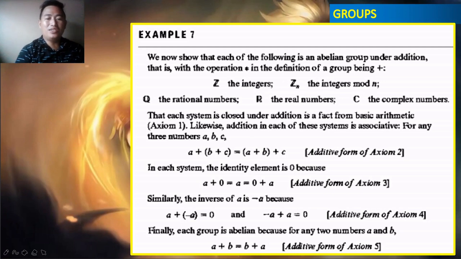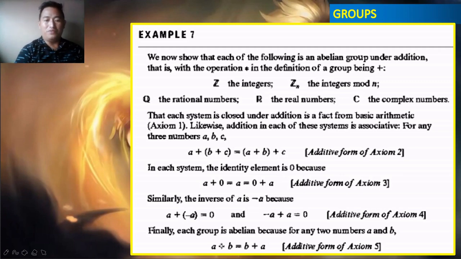So each system is closed under addition. Sila tanan closed under addition. Dala. Onya, mo kuan ang associativity nga part. Then identity kay 0. Kay dala. 0. Ang inverse sa A kay negative A.